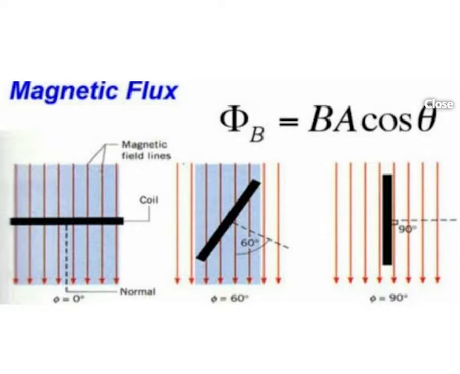The formula of magnetic flux is phi equal to B A cos theta, where B is the magnitude of the magnetic field, A is the area of the surface, and theta is the angle between the magnetic field line and the normal to the A.